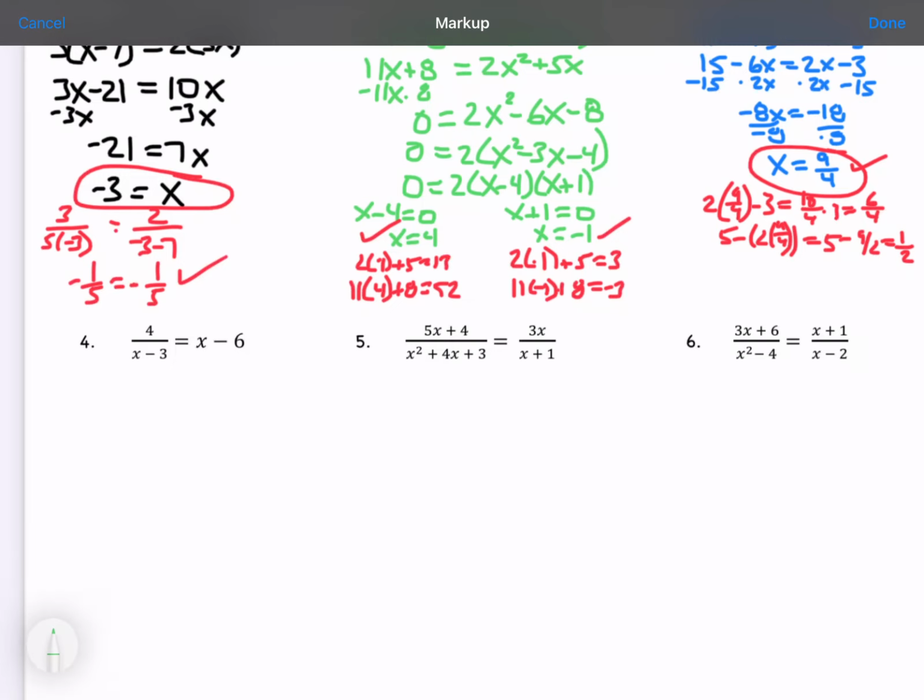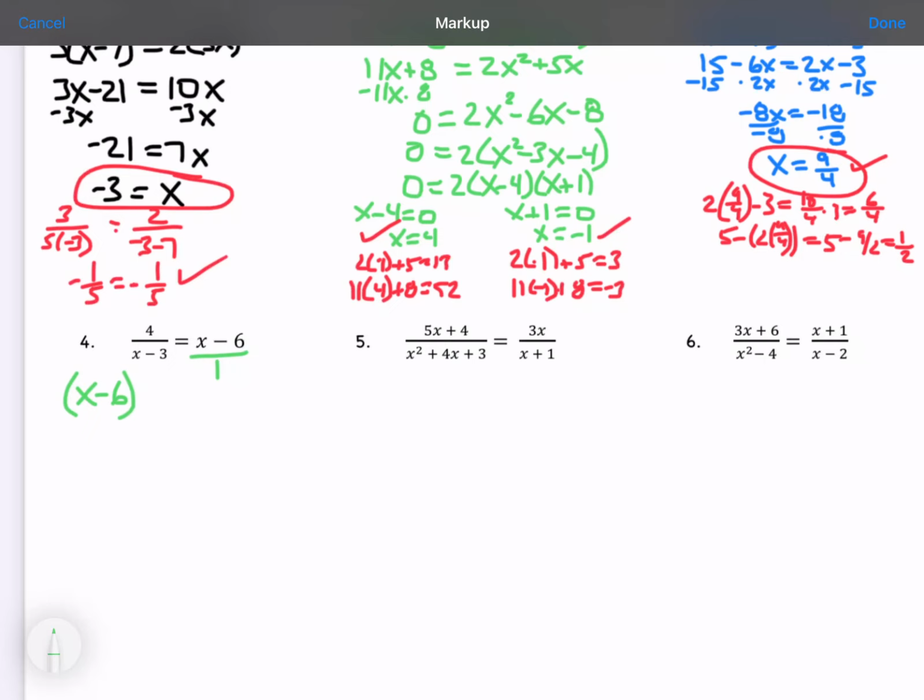All right, Becca, if we look at number 4, what should we do? It's over 1. Yeah, it's over 1, okay. So we still cross multiply. So what goes on one side and what goes on the other side? X minus 6 goes first. What do I multiply the x minus 6 by?